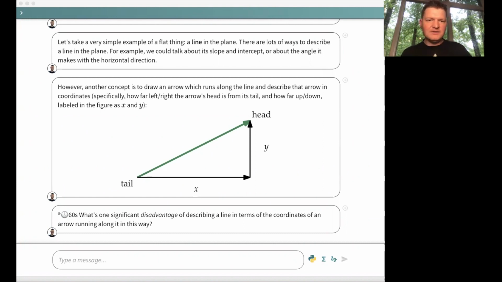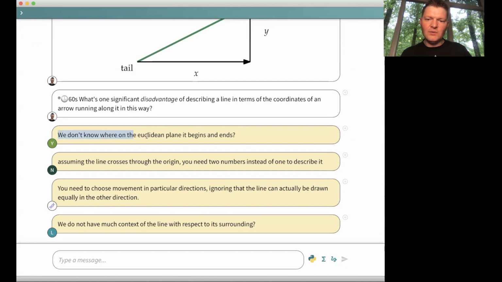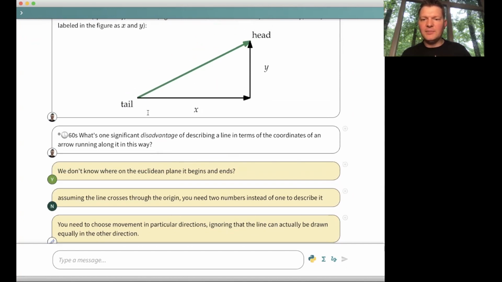Okay, so folks had lots of ideas. Here's the main one, and here's another related one. Yeah, this is another good way to say it. Nice job here. So we don't know where on the Euclidean plane it begins and ends. That's exactly right. If I just tell you how far right and up I move to go from the tail to the head, we don't know where along the line that arrow is situated.